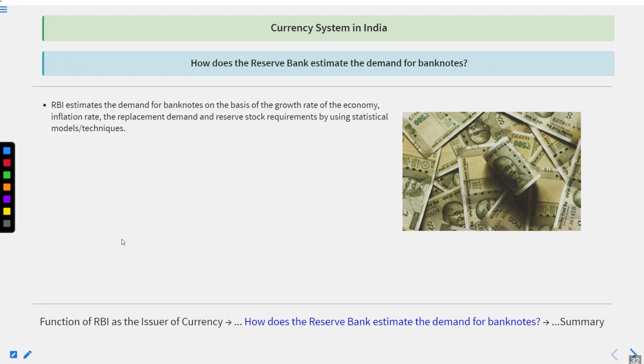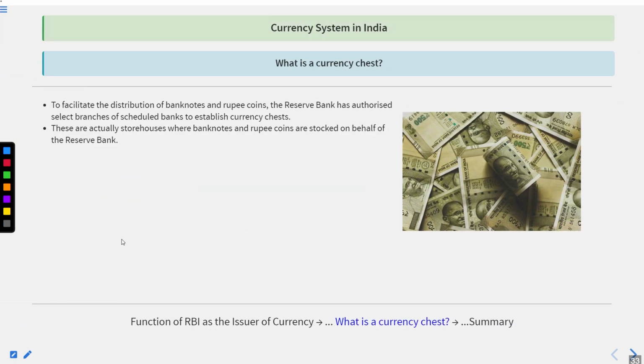How does the Reserve Bank estimate the demand for banknotes? RBI estimates the demand for banknotes on the basis of the growth rate of the economy, inflation rate, the replacement demand, and the reserve stock requirements by using statistical models and techniques. What is a currency chest?